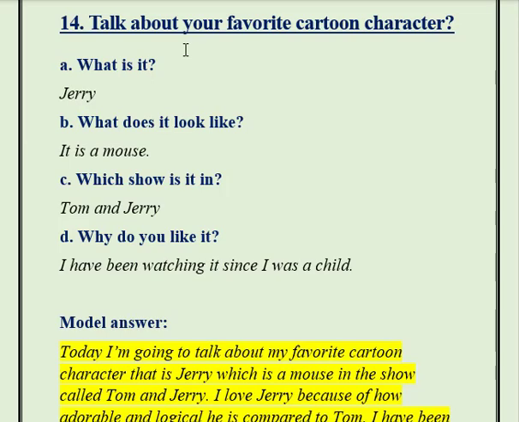Let's talk about this question. Talk about your favorite cartoon character. What is it? What does it look like? Which show is it in? And why do you like it?